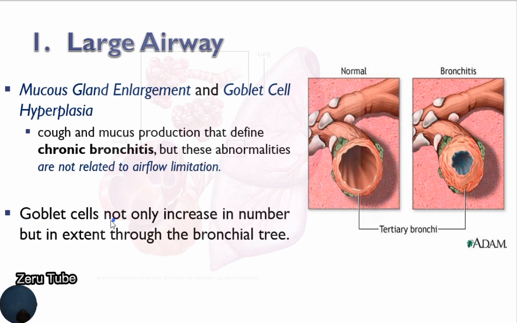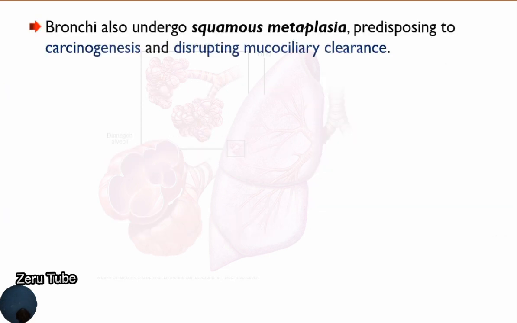The goblet cells not only increase in number but also extend through the bronchial tree, even to the terminal and respiratory bronchioles where goblet cells are normally not found. Due to chronic bronchitis, these goblet cells extend into different areas, causing high mucus production and a chance of narrowing the wall. The bronchi also undergo squamous metaplasia.